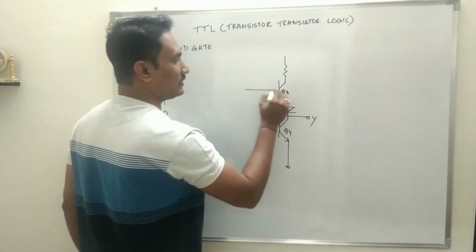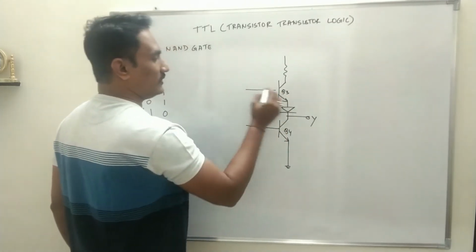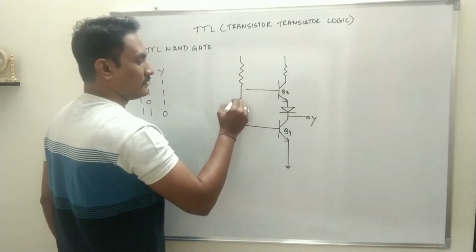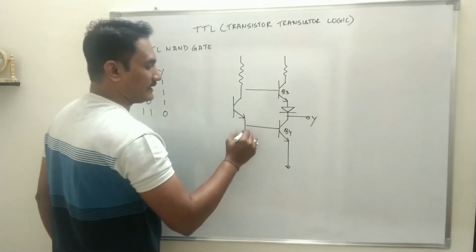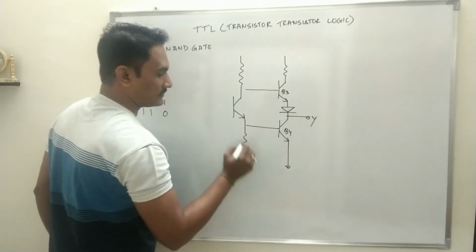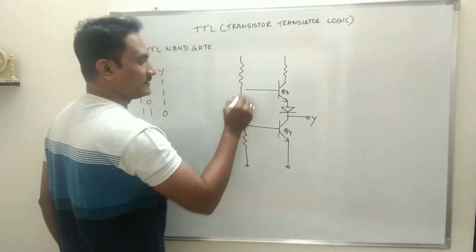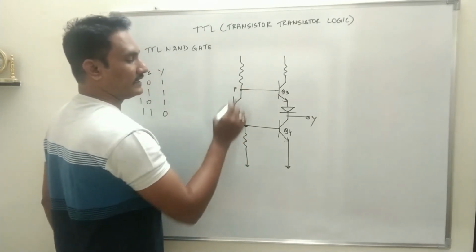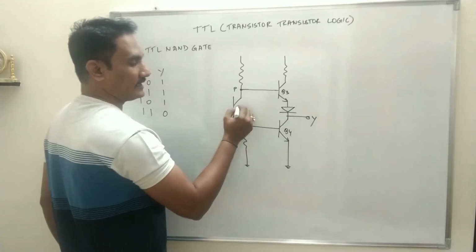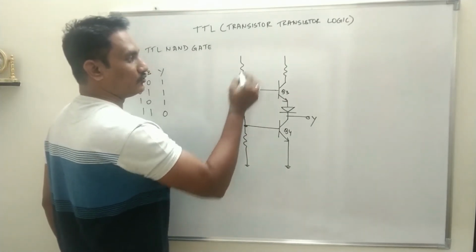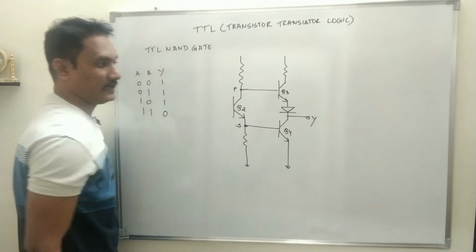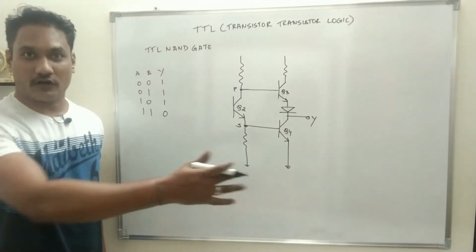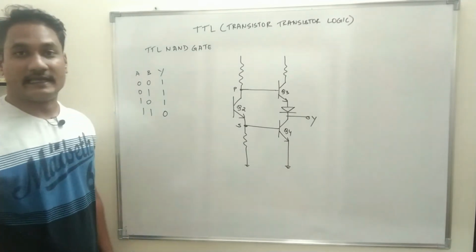Now Q3 and Q4 will be driven by the 2 points, point P and point S. The potential at P and S will be defined by Q2, which is again connected between the positive and negative terminals. So this structure will remain common for almost all the TTL gates.